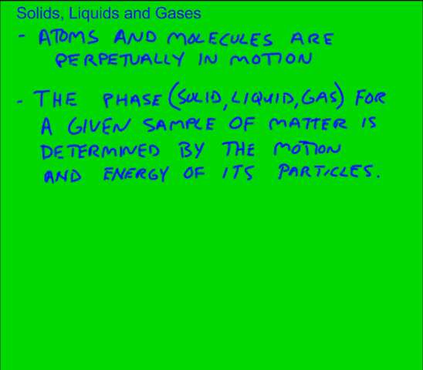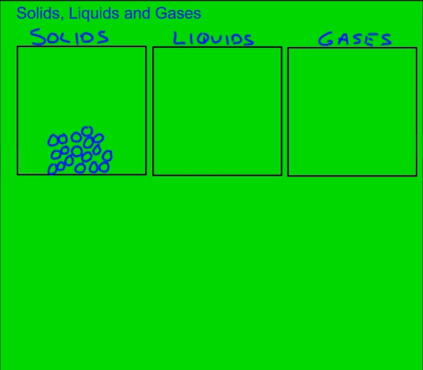Now, the phase of a material, solid, liquid, or gas, is going to be determined by how much energy and motion the particles have. So let's compare the three different phases: solids, liquids, and gases. Let's start with solids. Here I've drawn the particles in a solid.